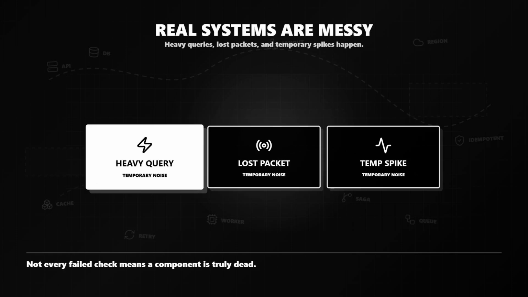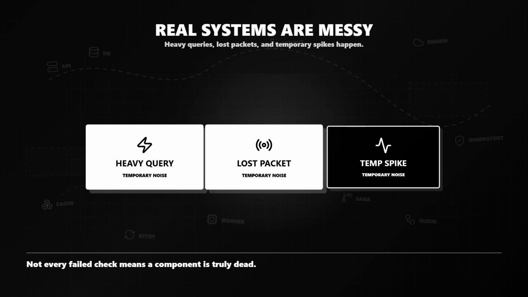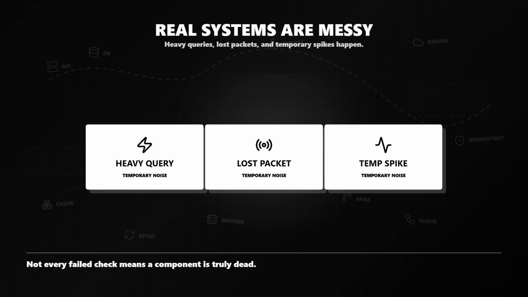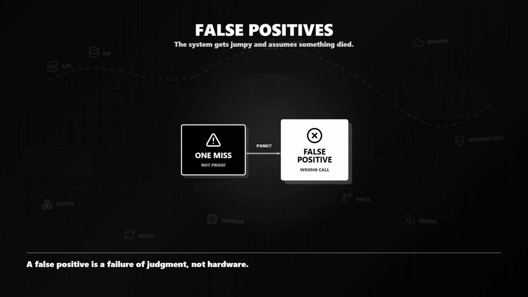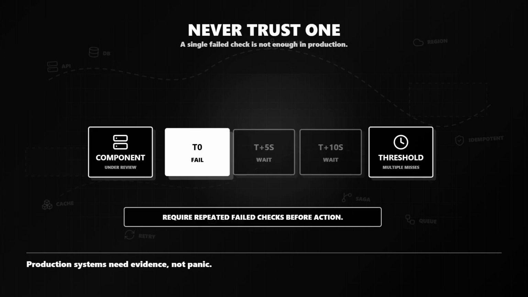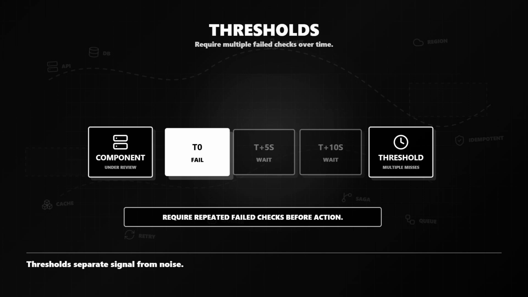But, as engineers, we know real-world systems aren't always quite that perfect. Sometimes a server is just temporarily choking on a heavy query, or maybe a network packet just gets lost in the void. What if a health check fails, but the database is actually totally fine? If FoodDash immediately triggered a massive failover after just one missed check, the entire platform would become incredibly unstable. We call these false positives, when the system gets jumpy and incorrectly assumes something died when it really hasn't. And this illustrates why we never, ever trust a single failed check in production. Instead, we use thresholds.